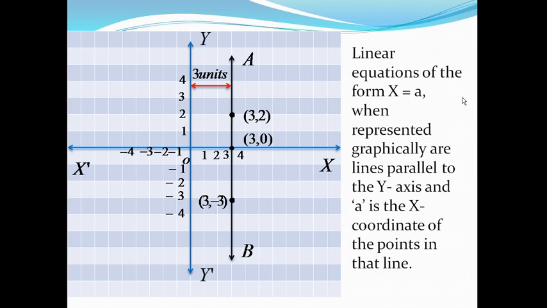See, linear equations of the form x is equal to a, when represented graphically, are lines parallel to the y-axis, and a is the x coordinate of the points on that line. What was the equation? x is equal to 3. So a represents the x coordinate, and the line will always be parallel to the y-axis.